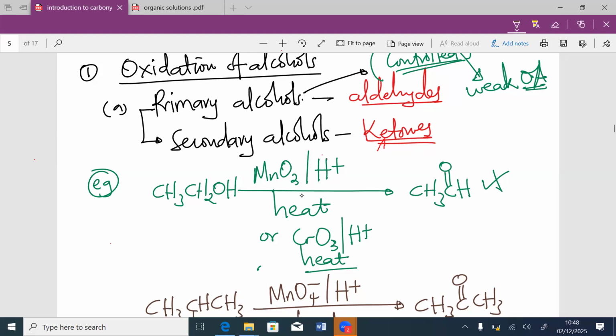How can I differentiate between secondary and primary alcohols? We looked at that under alcohols, but I'm actually going to revise all that work. What about tertiary alcohols? Tertiary alcohols cannot be oxidized. That is one note you should put there.